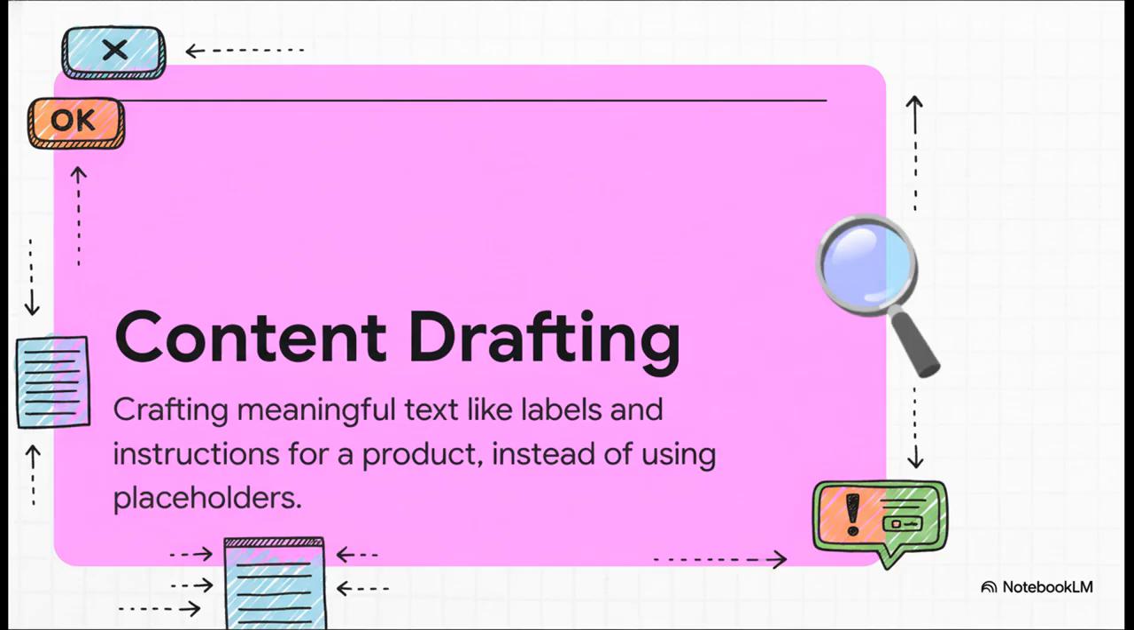So what is it, really? At its heart, content drafting is all about one simple idea. Stop using vague placeholder text and start using real, meaningful words from the very beginning of the design process. We're talking about everything: the labels on buttons, the little instructions in a form, the error messages that pop up.